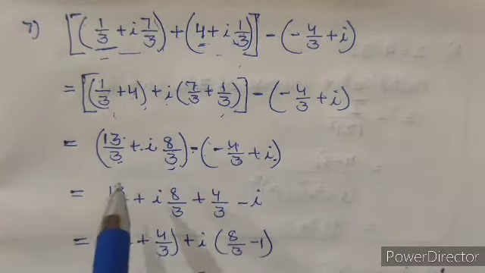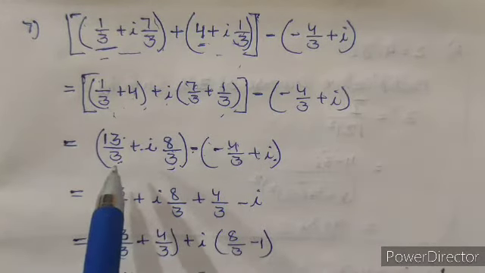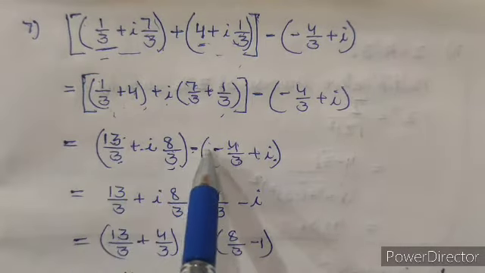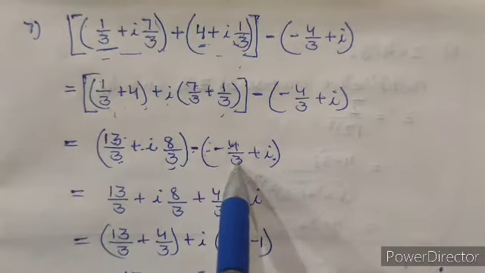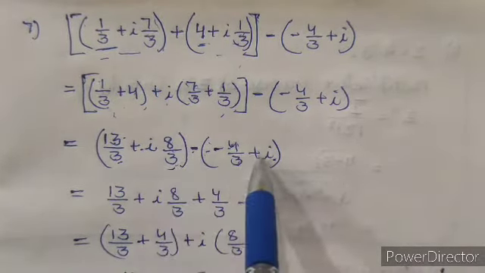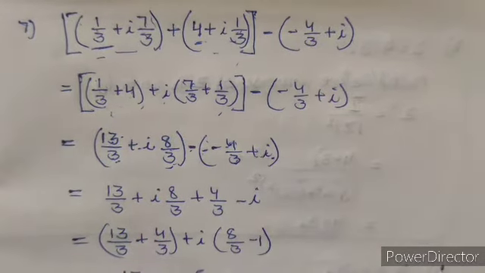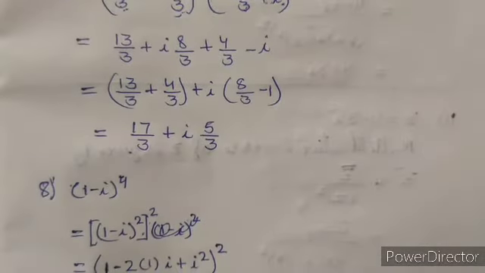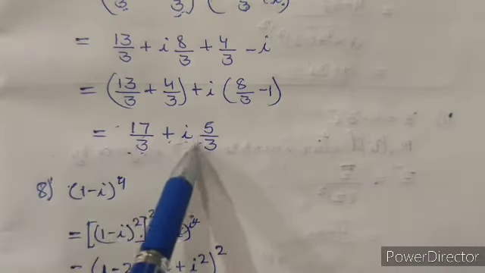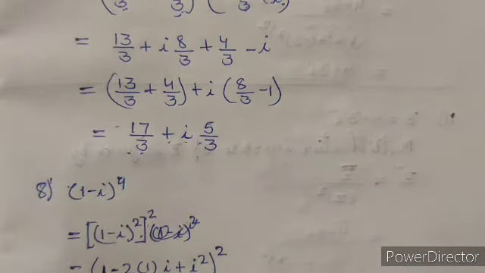Again here we will solve the real parts and imaginary parts separately. Now real parts will be 13 by 3 plus 4 by 3, and imaginary part will be 8 by 3 minus 1, and that will give us the value as 17 by 3 plus i 5 by 3.